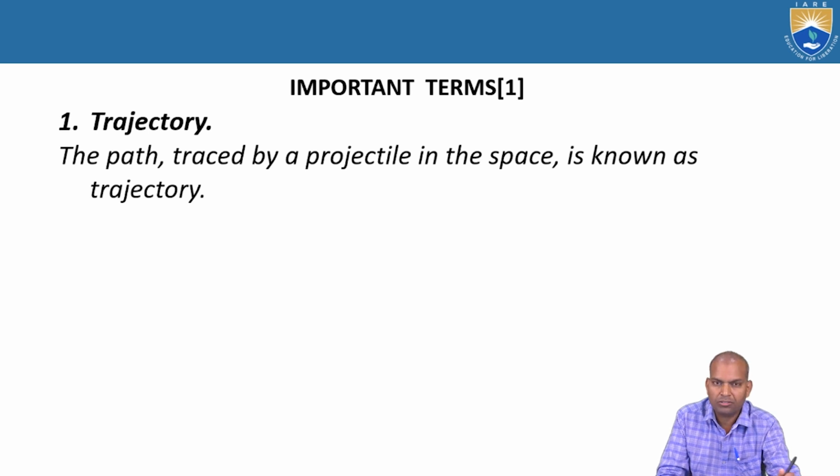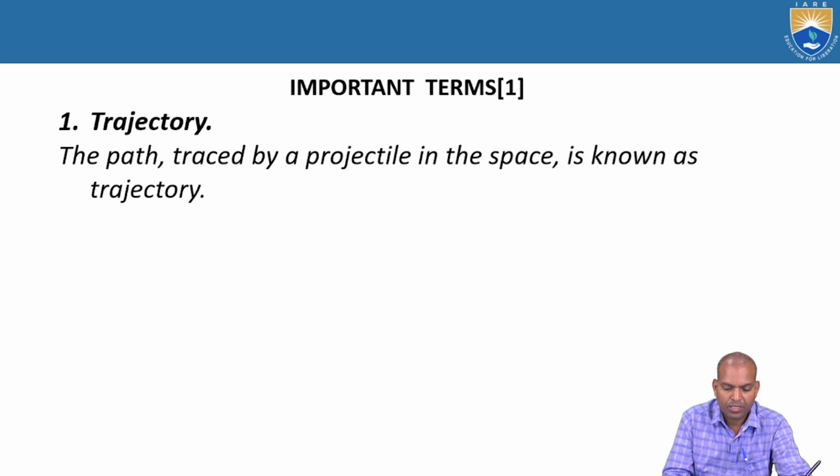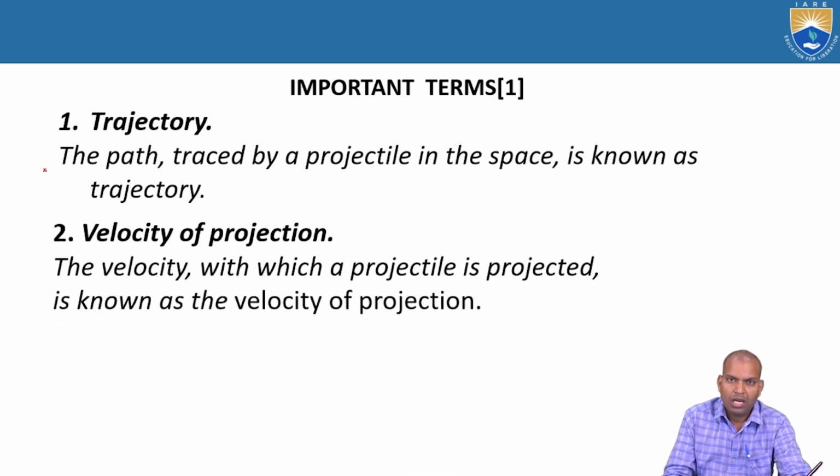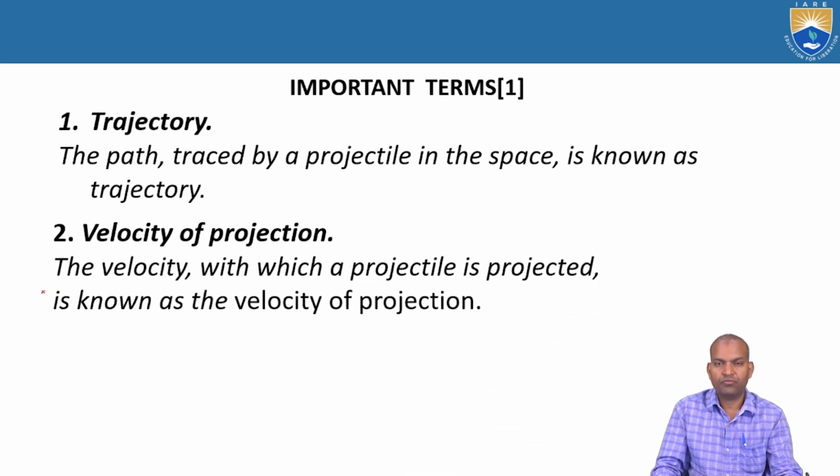Trajectory is the path traced by a projectile in space. Here, a projectile is the particle or object in space, and the path that is traced is known as the trajectory. The next one is the velocity of projection. What is the velocity with which the projectile is moving in space?